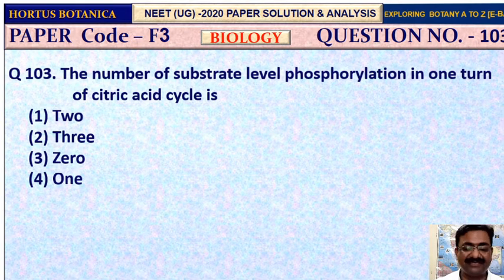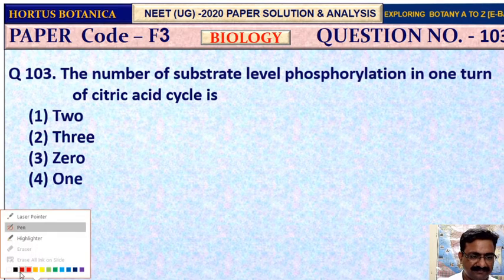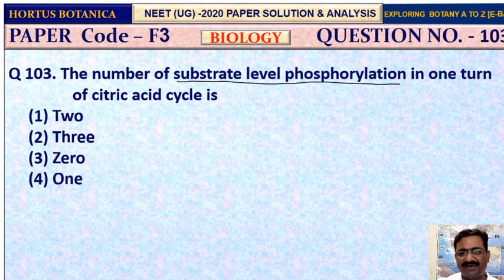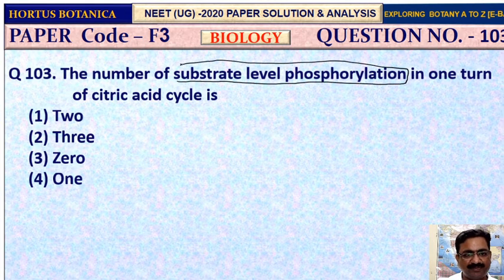This question you all know is from your class 11 NCERT, a base question from plant physiology, and especially your very interesting chapter, respiration. So the question is, the number of substrate level phosphorylation in one turn of citric acid cycle.